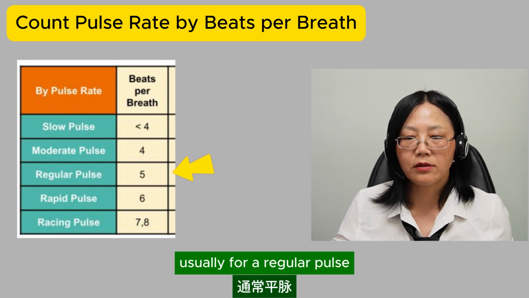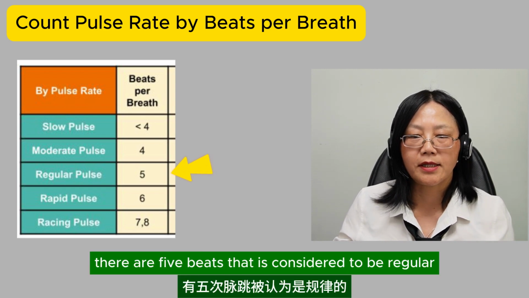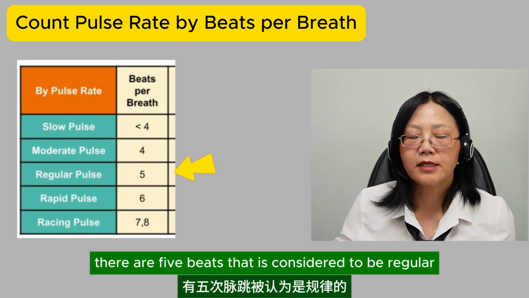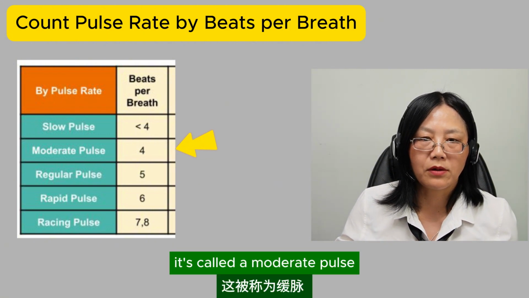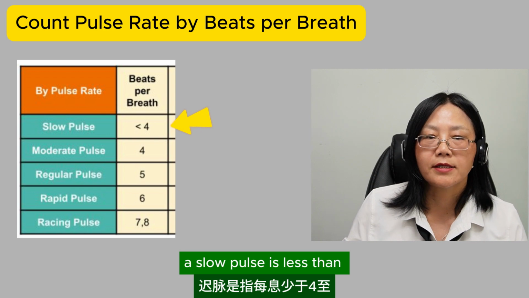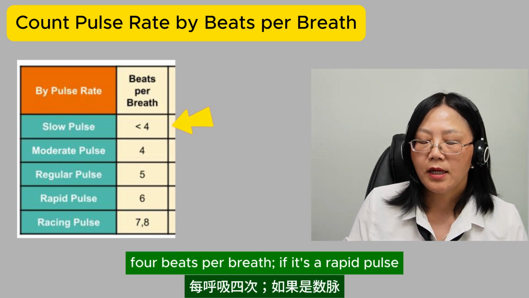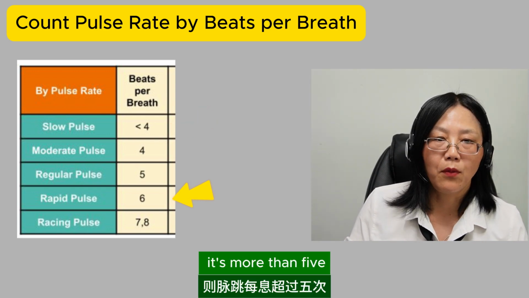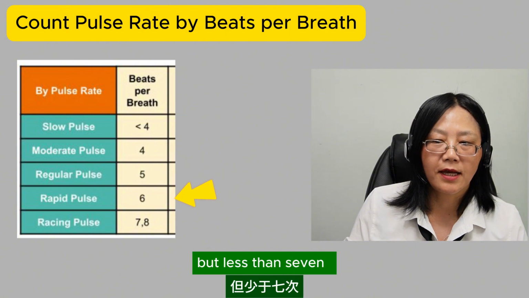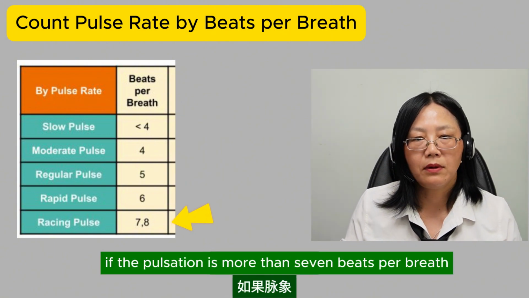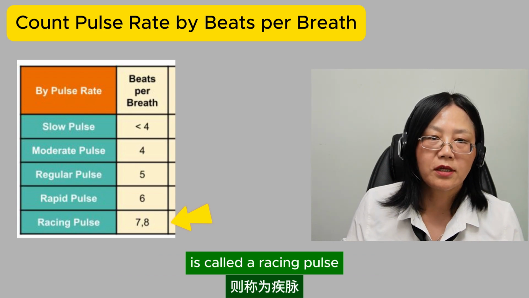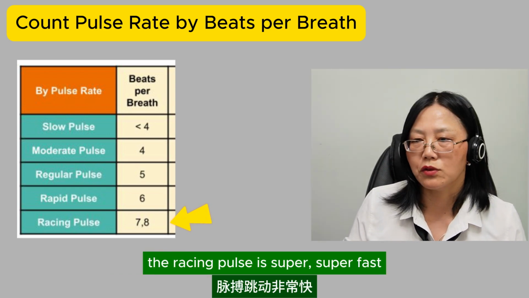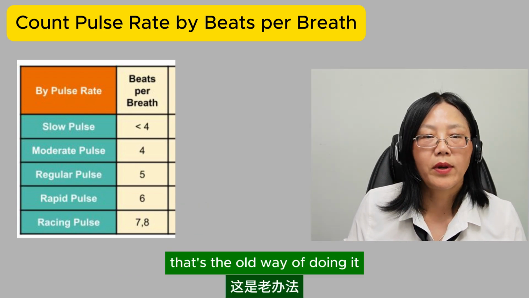For a regular pulse, within one breath, there are 5 beats. That's considered to be regular. If it's 4 beats per breath, it's called a moderate pulse. A slow pulse is less than 4 beats per breath. A rapid pulse is more than 5, but less than 7. If the pulsation is more than 7 beats per breath, it's called a racing pulse. The racing pulse is super fast. That's the old way of doing it.